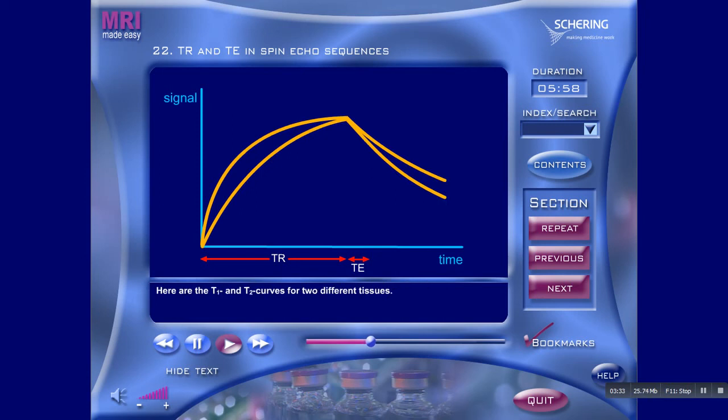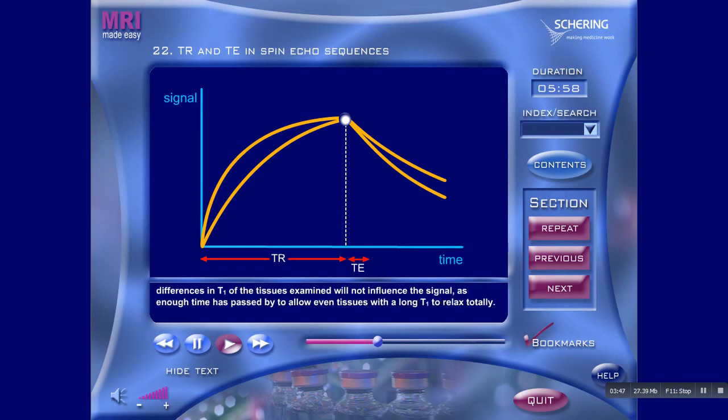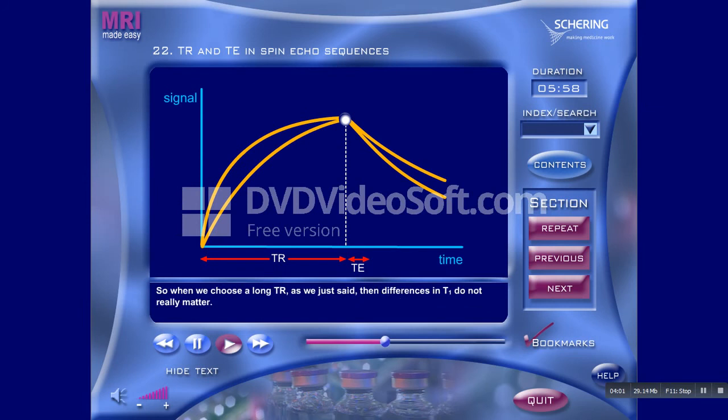Here are the T1 and T2 curves for two different tissues. As we heard earlier, with a very long TR, all tissues will have totally recovered their longitudinal magnetization. Differences in T1 of the tissues examined will not influence the signal, as enough time has passed by to allow even tissues with a long T1 to relax totally. So when we choose a long TR, as we just said, then differences in T1 do not really matter.